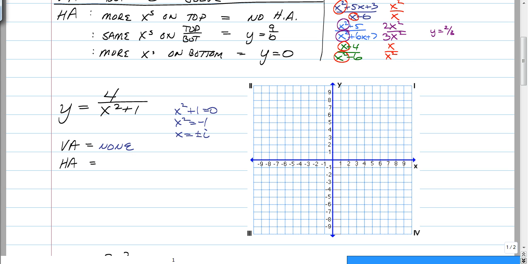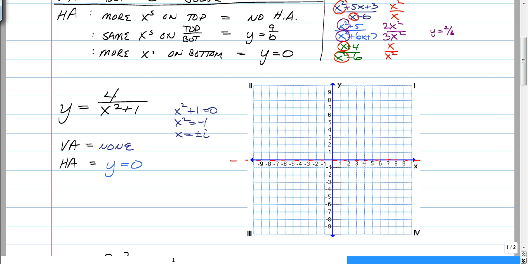So then you move on to the horizontal asymptote. You have no x's on the top, you have an x squared on the bottom, so this would go to more x's on the bottom. y is equal to 0. So then you would graph y equals 0, which is just a horizontal line at the x-axis. And again, I am not going to make you graph these by hand.